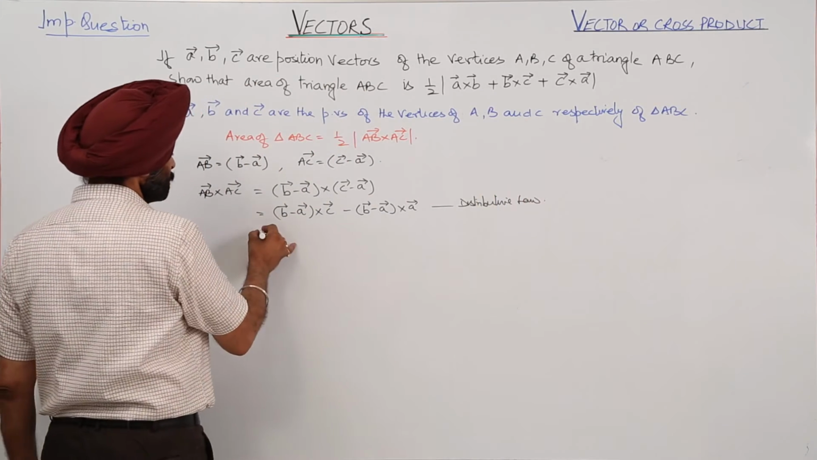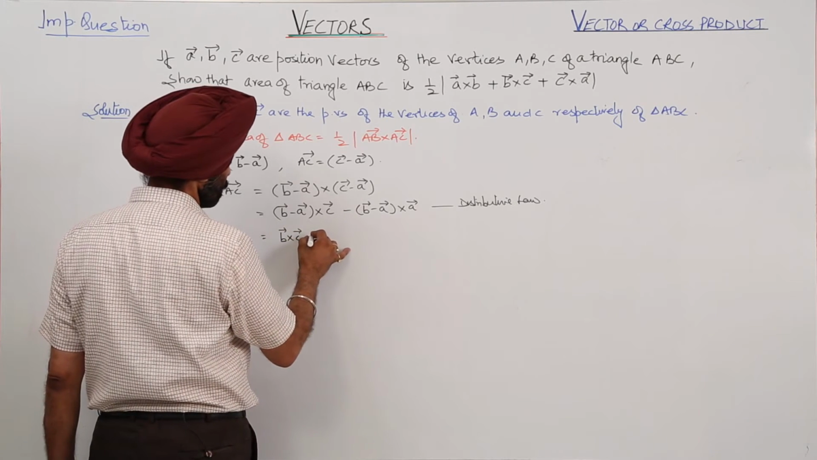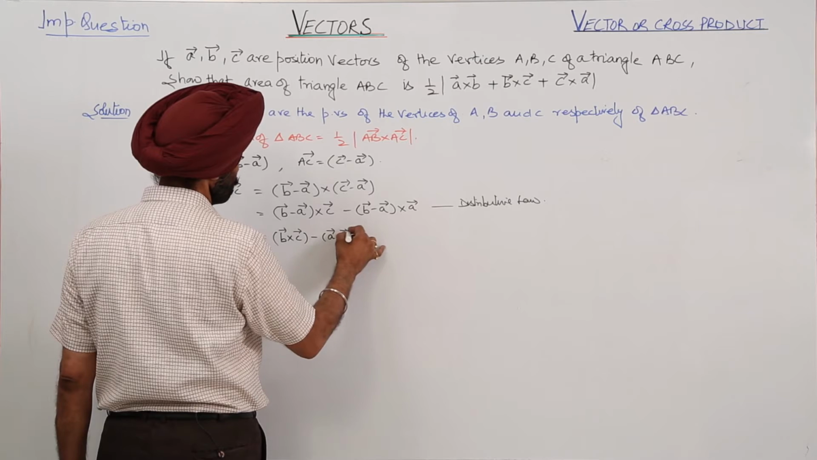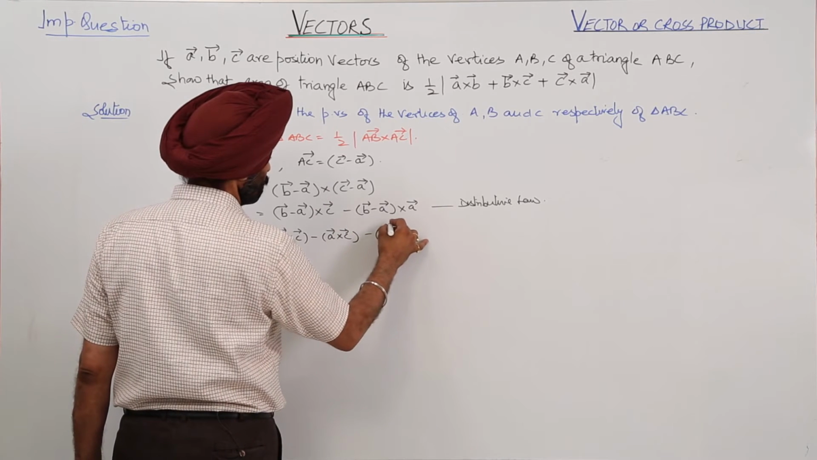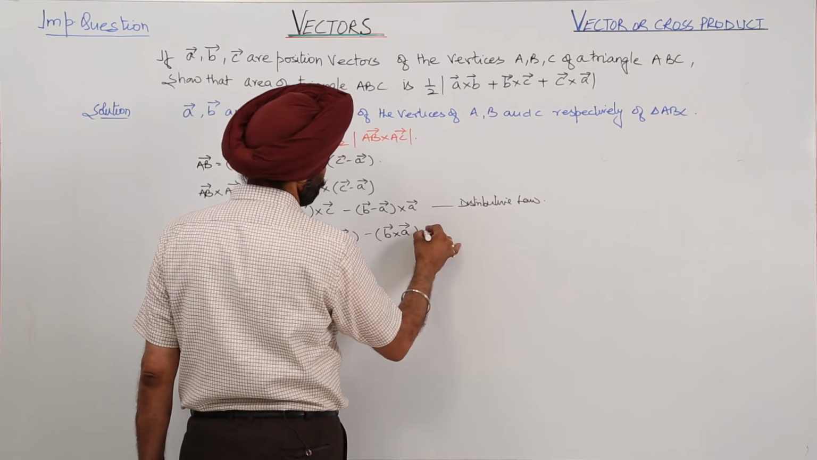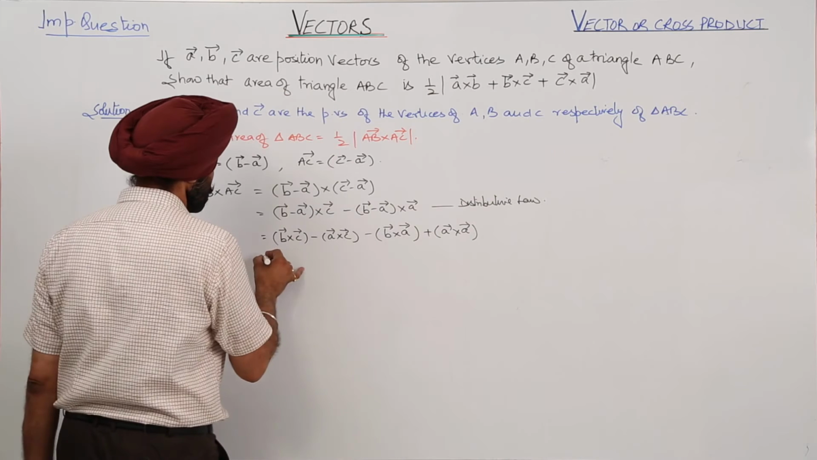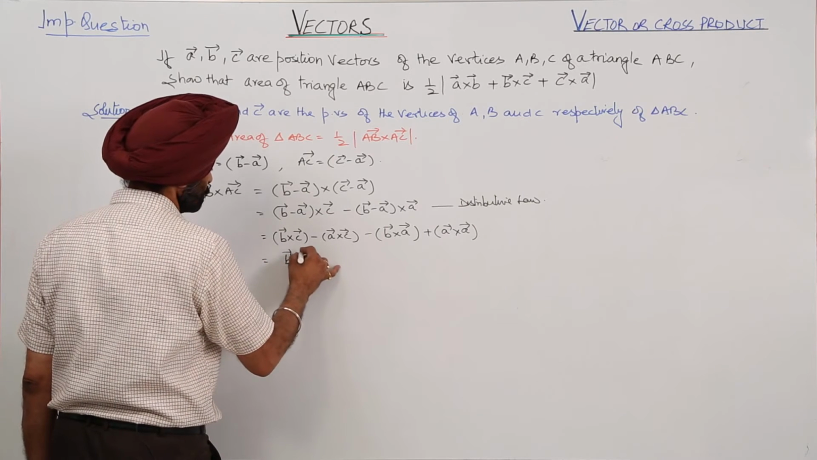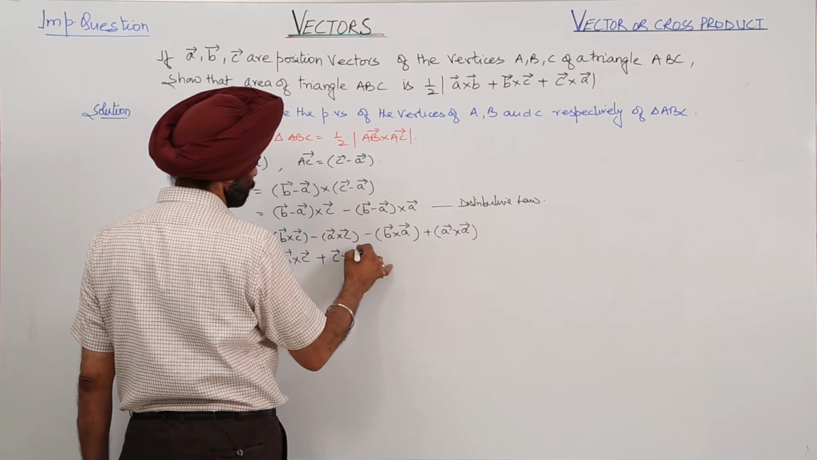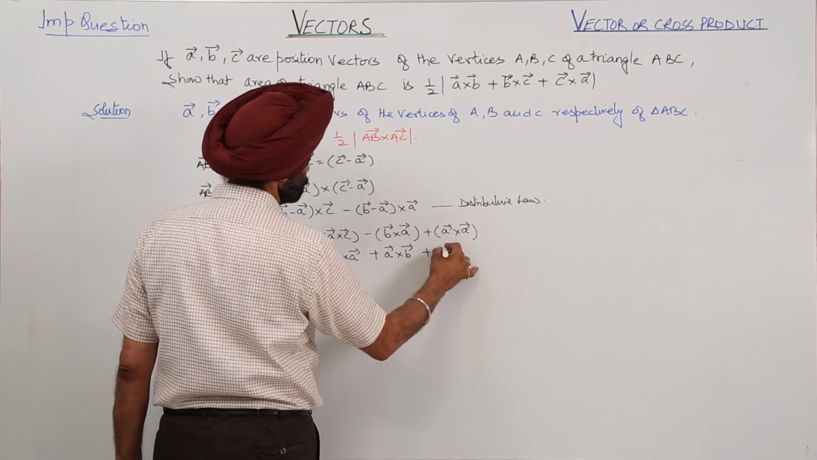Okay. So now we have vector B cross vector C minus vector A cross vector C minus vector B cross vector A plus vector A cross vector A. Now, this is equal to vector B cross vector C plus vector C cross vector A plus vector A cross vector B plus 0.